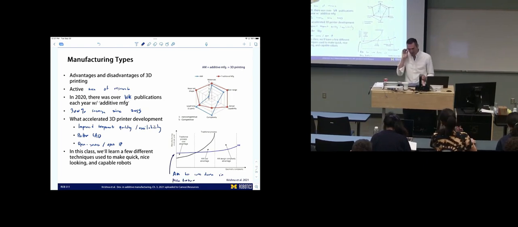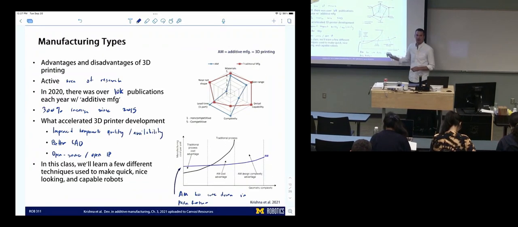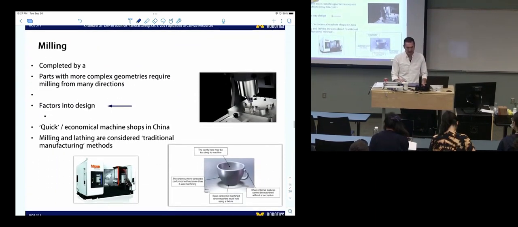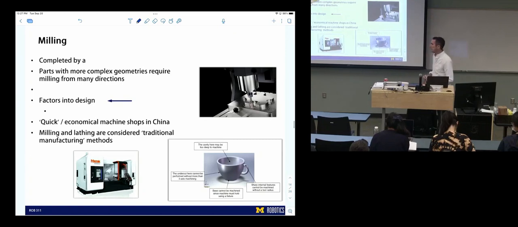So what this is really saying is if you have a really complex part, additive manufacturing is going to be much, much better due to the machining time associated with machining complex parts. Why would machining a complex part take time? It's because of the machine that's typically used. This is a mill. This is a traditional manufacturing tool.